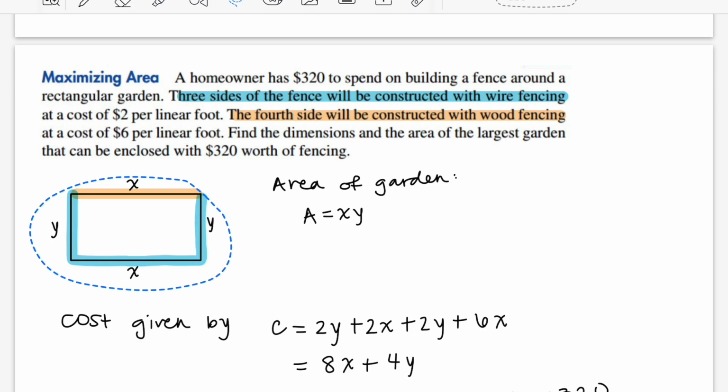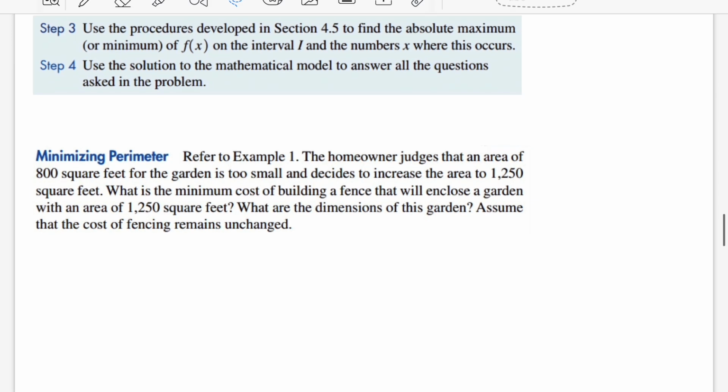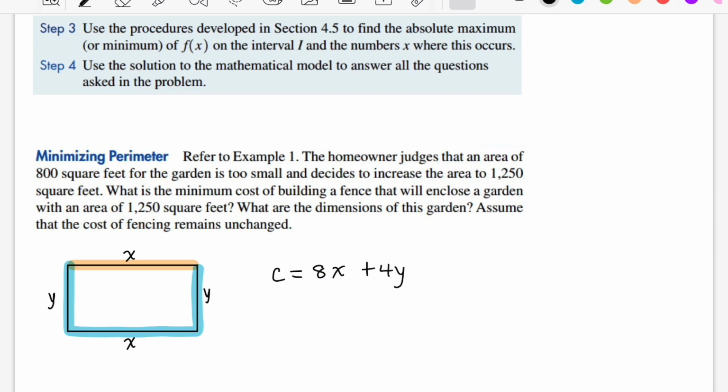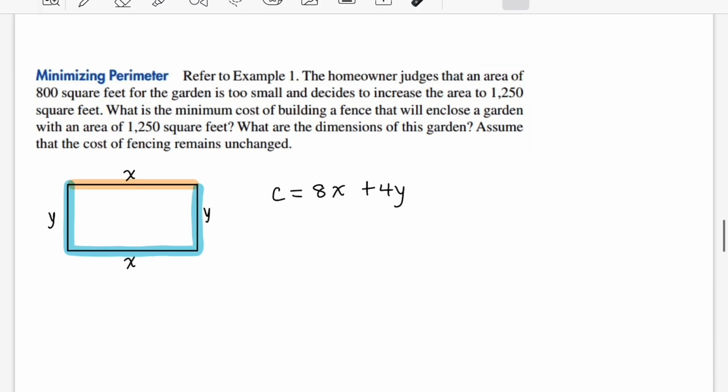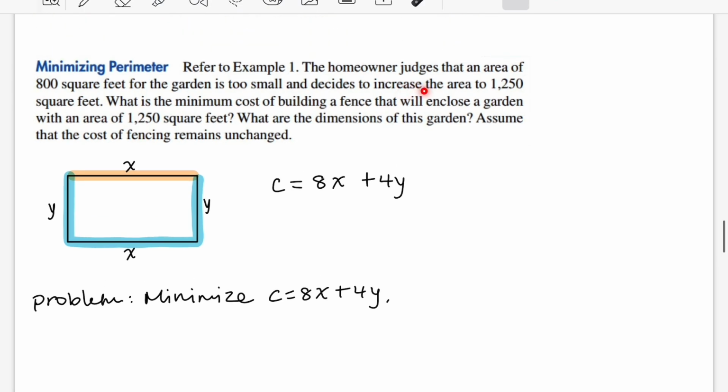Okay, so this is still, I'm going to copy this, going to be our diagram. And the cost is going to be given by 8x plus 4y. Okay, and so in this case, what we want to do is minimize our cost, minimize c here. So our problem is to minimize our cost, subject to the fact that we want the area to be this much square feet.